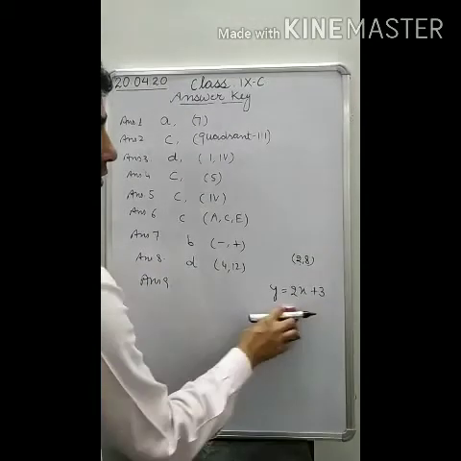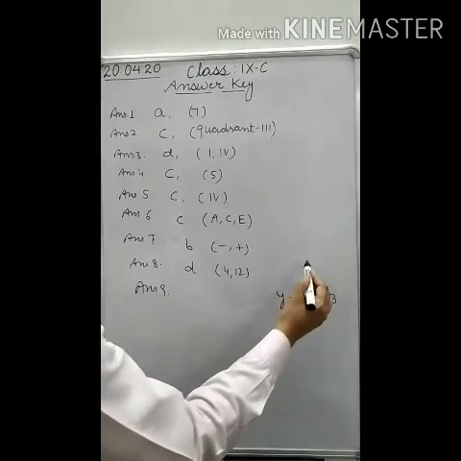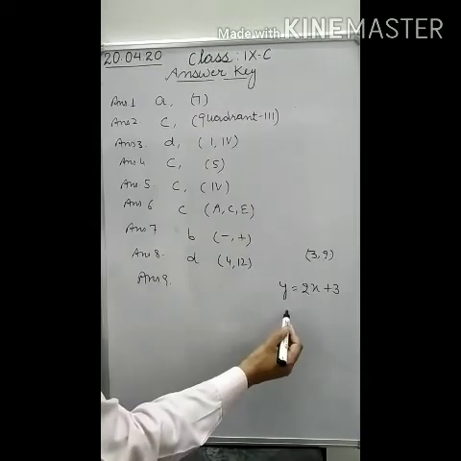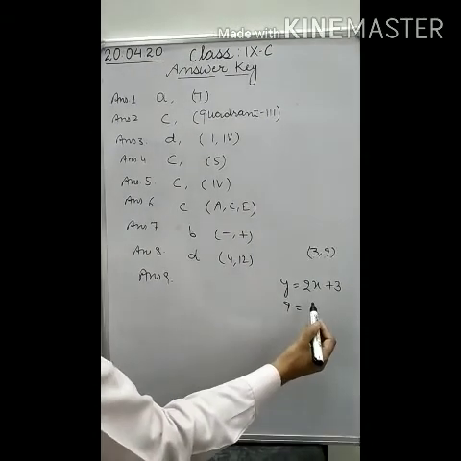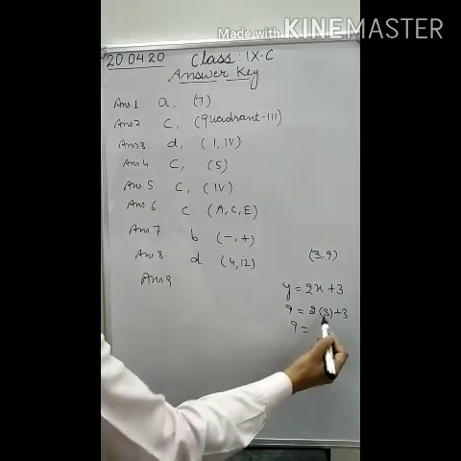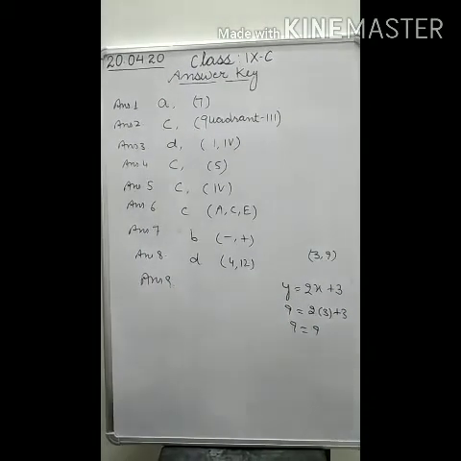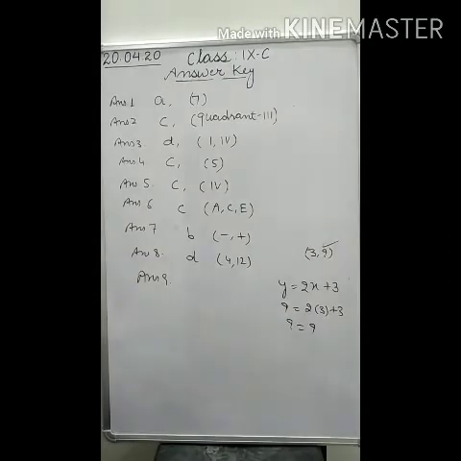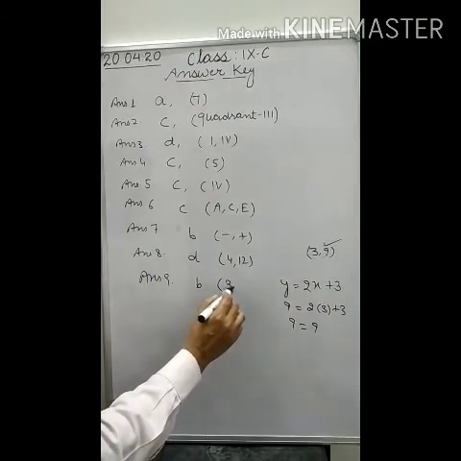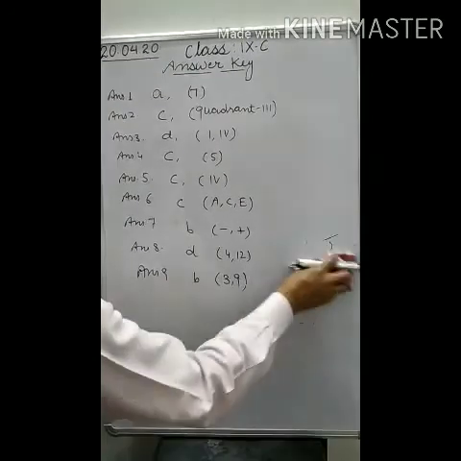In the same way, now you have to check the next point. Next point is 3, 9. Now let us check it. In place of y you put 9, and in place of x you put 3. So it is 2 into 3 plus 3. Here 2 times 3 is 6, 6 plus 3 is 9. 9 is equal to 9. From here you come to know that this point 3, 9 lies on this line. So the right option will be B, and here we write 3, 9. This is the answer to number 9.